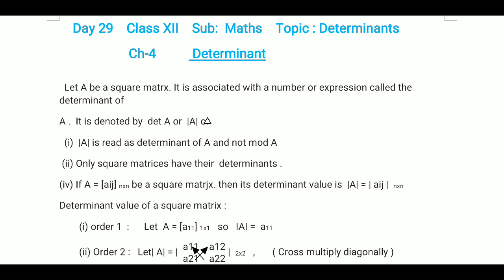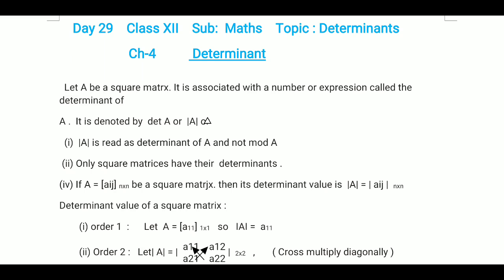If the matrix has a capital letter A, then it will be written within vertical lines. But it is not mod of A. Second one is only square matrices have their determinants. Only square matrices have their determinants.